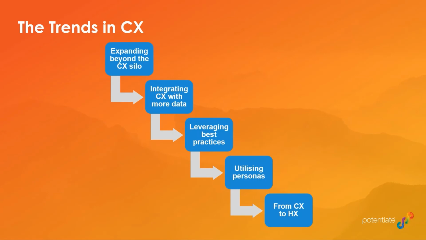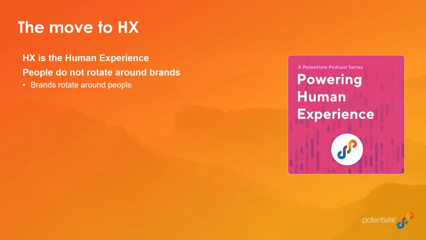And we're seeing this move from CX, customer experience, to HX, human experience. So what do I mean by HX, human experience? It's thinking about people in the round, because quite often when you hear things like path to purchase, it sounds like people are focused on coming to you. They're rotating around your brand and you've got to guide them because that's what they're looking for. Actually, brands rotate around people. We have to find opportunities when we're relevant to people.